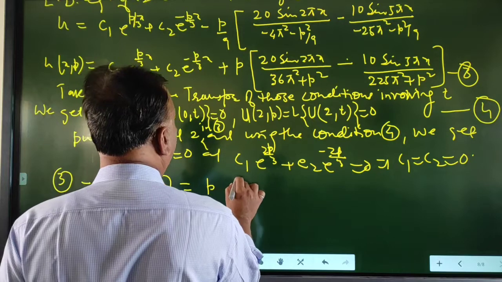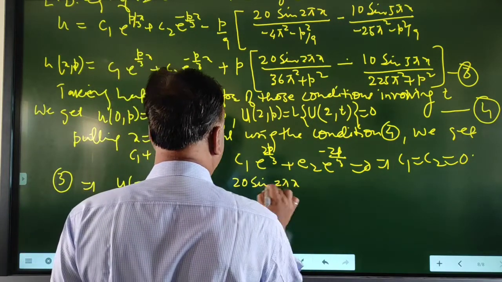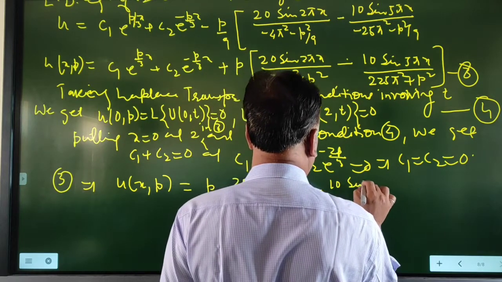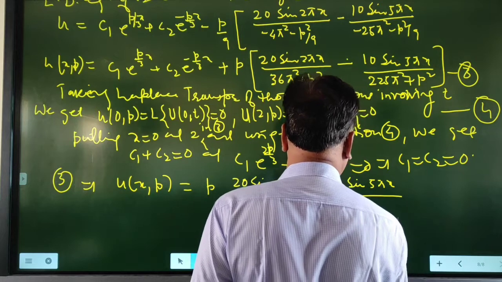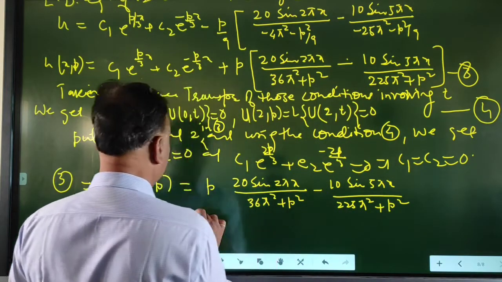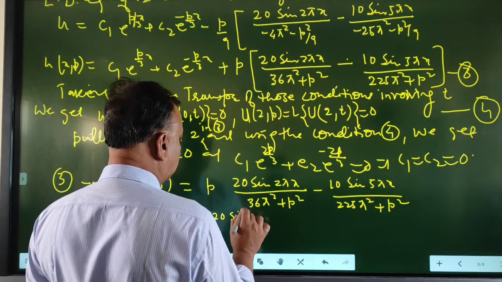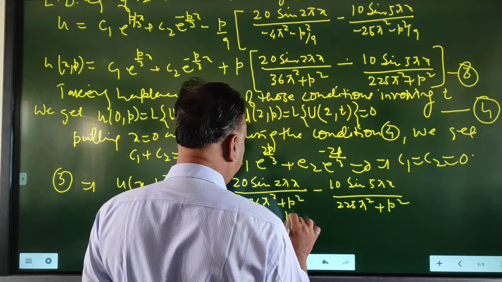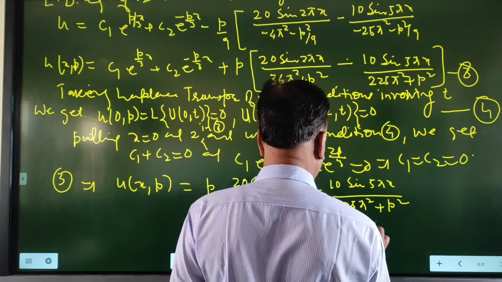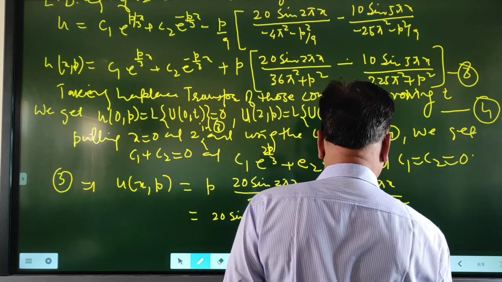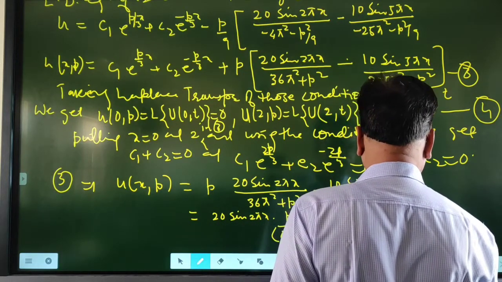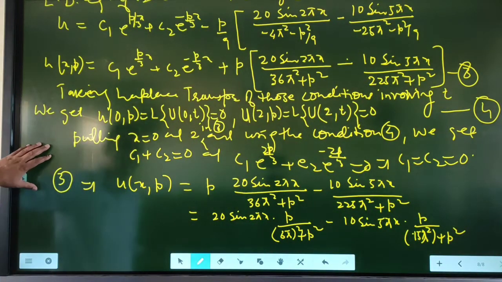So we get u(x,p) is equal to 20 sine 2 pi x into p upon (6 pi) whole square plus p square, minus 10 sine 5 pi x into p upon (15 pi) whole square plus p square. We get u(x,p) as this.